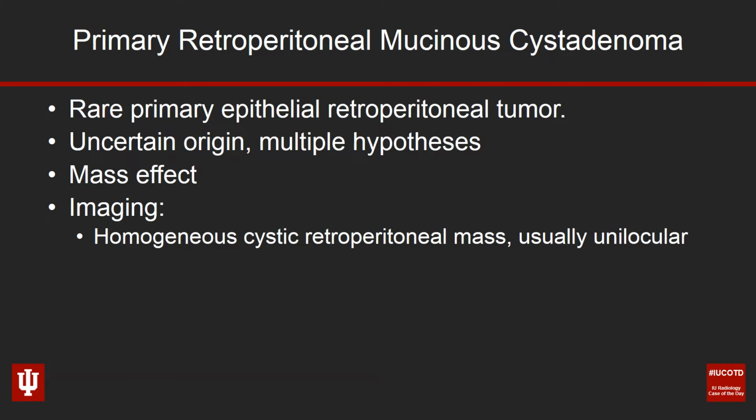This is a case of primary retroperitoneal mucinous cystadenoma. These are rare primary epithelial tumors of the retroperitoneum. There are multiple competing hypotheses regarding its origin. It may be secondary to invagination of the peritoneal mesothelium with mucinous metaplasia and cyst formation. It may be from ectopic ovarian tissue. It may be from a teratoma. We're not too sure. Ultimately, the masses become symptomatic once they've attained adequate size to cause mass effect or obstruction of adjacent structures. Imaging will reveal a homogeneously cystic retroperitoneal mass that is usually unilocular.